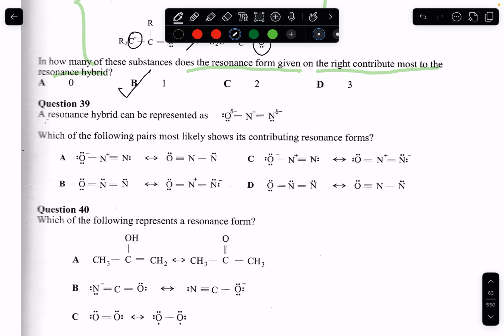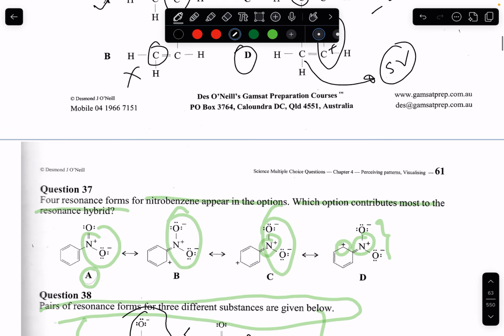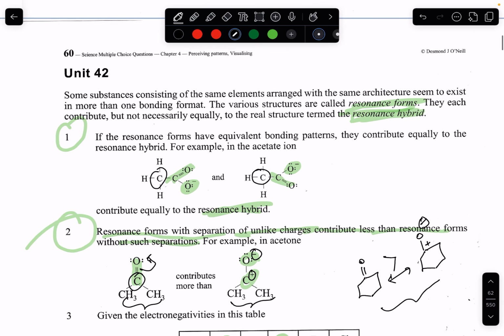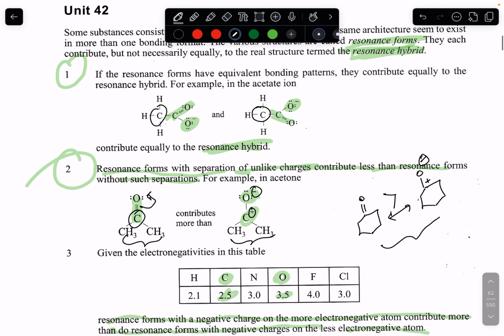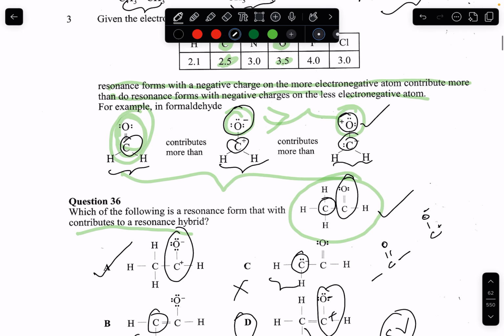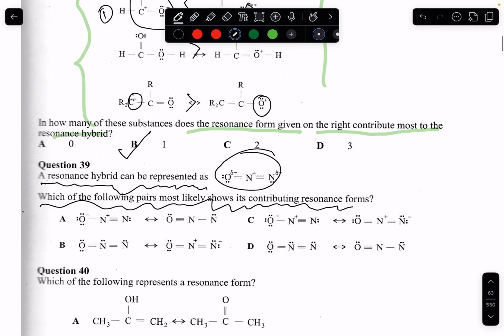Now the next is a resonance hybrid that can be represented as this. Which of the following pair most likely shows its contributing resonance form? So hybrid basically defines the property of the resonance structure. If you look at the very first point, there is no drawing of the hybrid. So here we don't have a drawing of the hybrid. So let me tell you the hybrid structure.